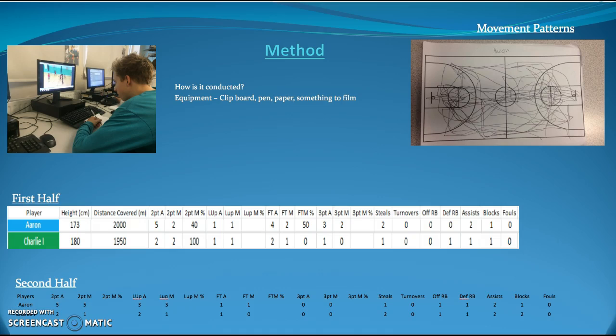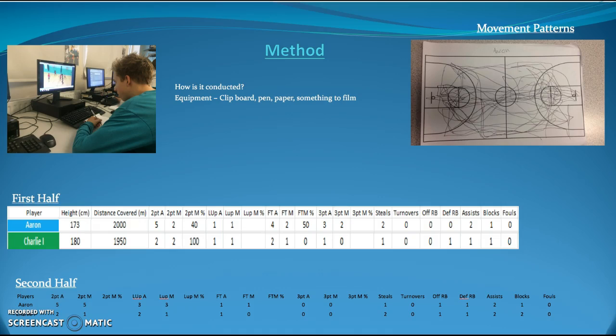The process of notation analysis involves either watching the game of basketball live or recording it on film, so that you can watch it later in detail, pausing whenever you need to. In the first half, I filmed Aaron and Charlie playing basketball, and later watched the video and recorded what performance criteria they achieved on the tally chart, and then I transferred it to a spreadsheet.